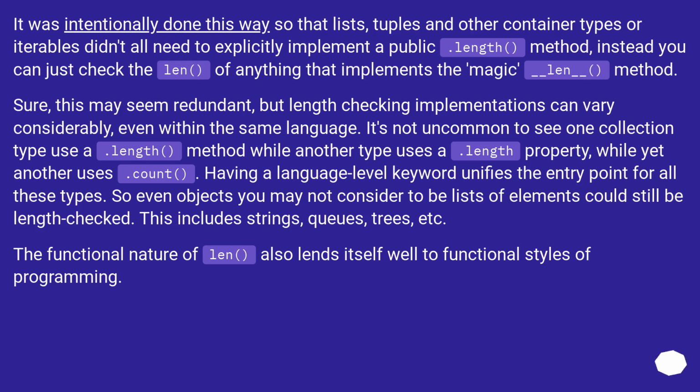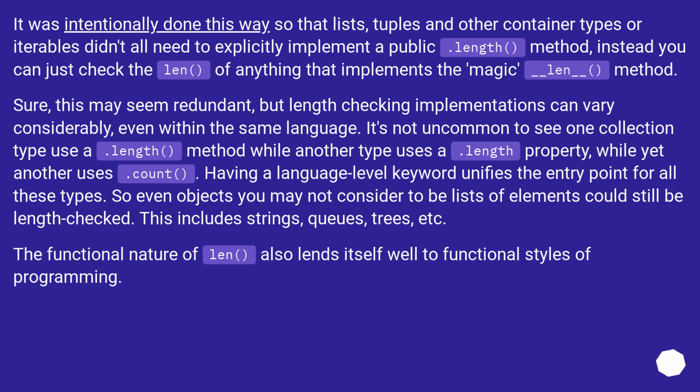It was intentionally done this way so that lists, tuples and other container types or iterables didn't all need to explicitly implement a public .length method. Instead you can just check the len of anything that implements the magic __len__ method.